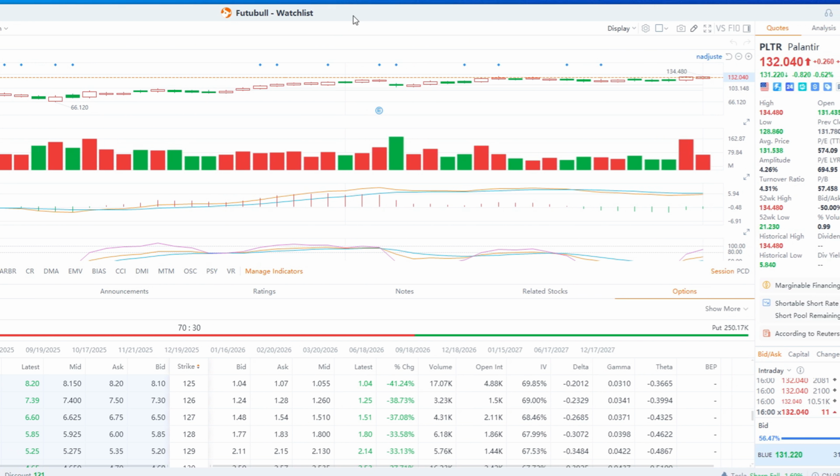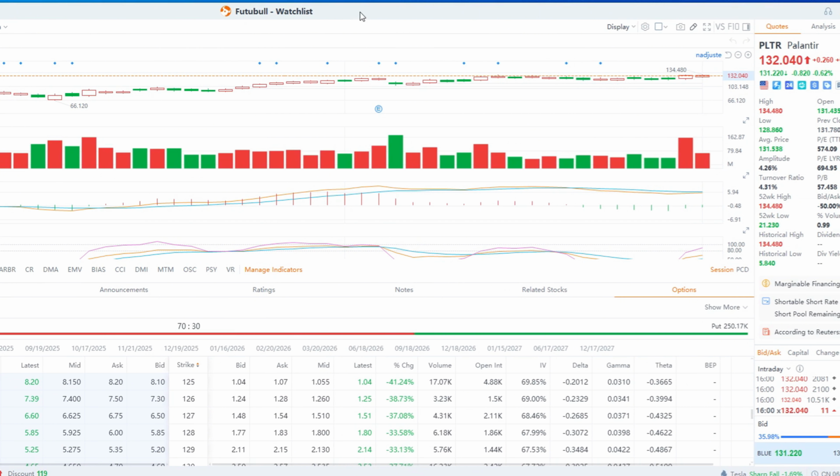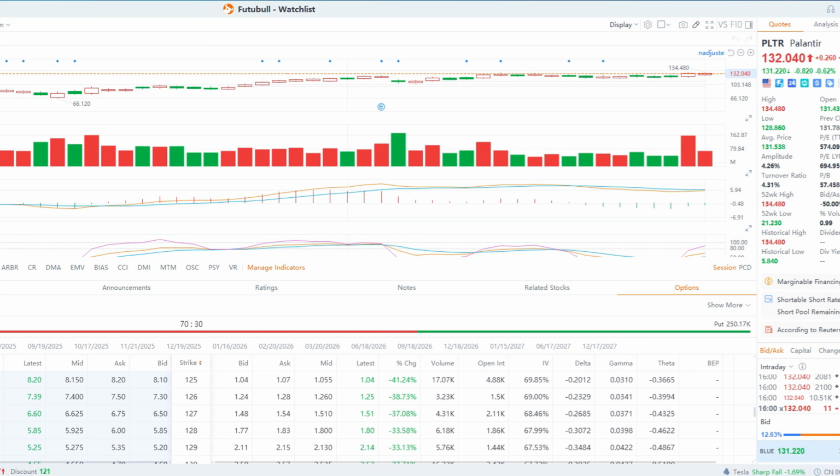Options are new for many viewers. Most people are unfamiliar with them, so take your time to learn. So what's most important with options? First, the underlying asset. That's factor 1. Here is PLTR.